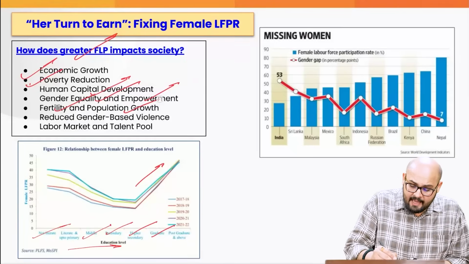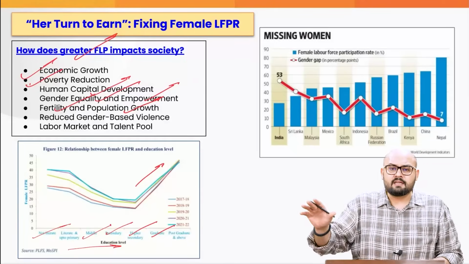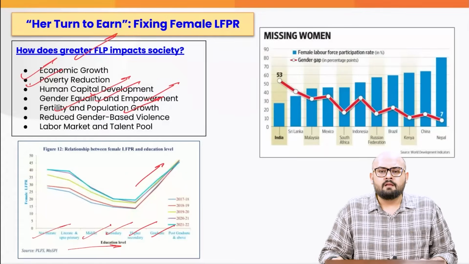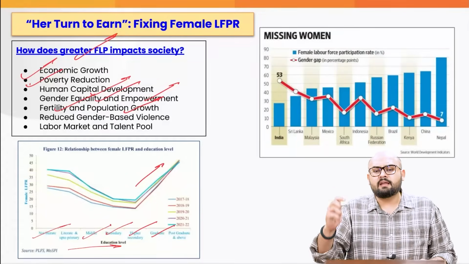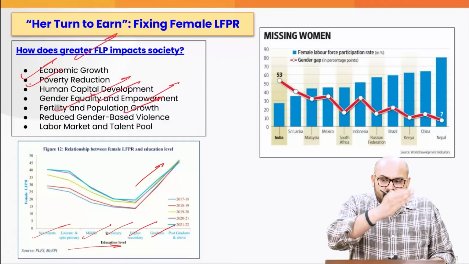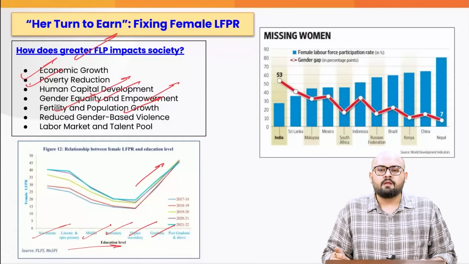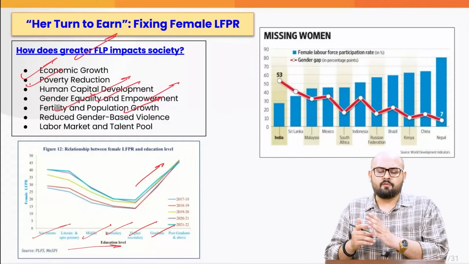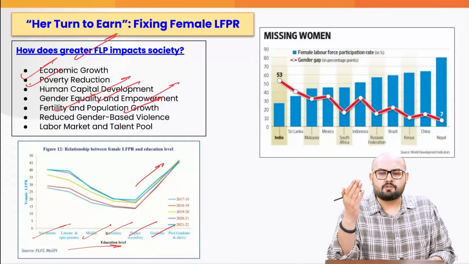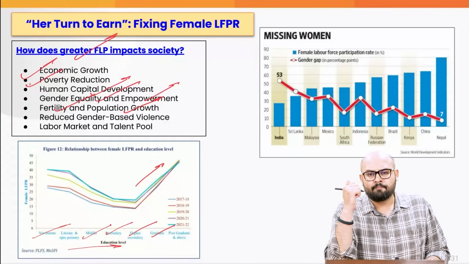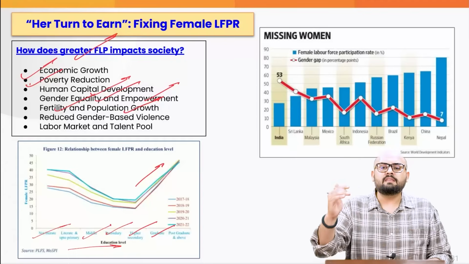Then we have fertility and population growth. Look at the southern Indian states, be it Kerala. Why have they been able to reduce the fertility rates? One of the prime reasons is that women over there contribute economically. They are a part of the labor force. Once they join the labor force, they have greater access to family planning services. And therefore, there is a reduction in the fertility rate.